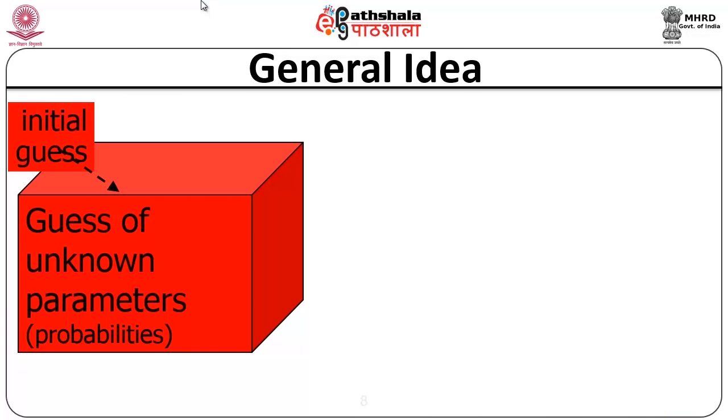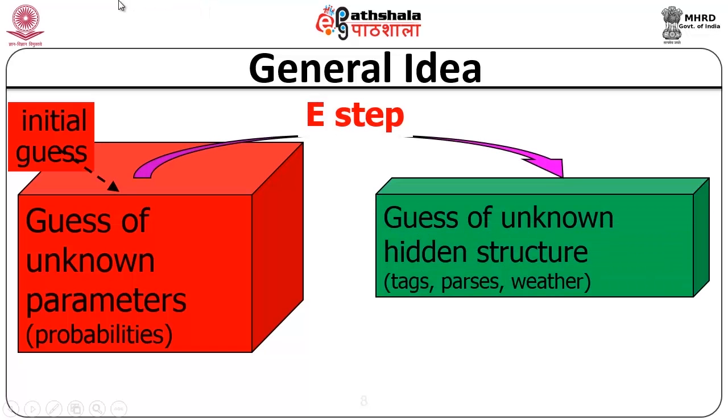So, an example of this is the initial guess. The unknown parameters could be probabilities in the case of just probability, or it could be the parameters of your Gaussian distribution in the case of a probability distribution, if it is a Gaussian distribution. Then you have the E step, or the expectation step, where you guess the unknown hidden structure.